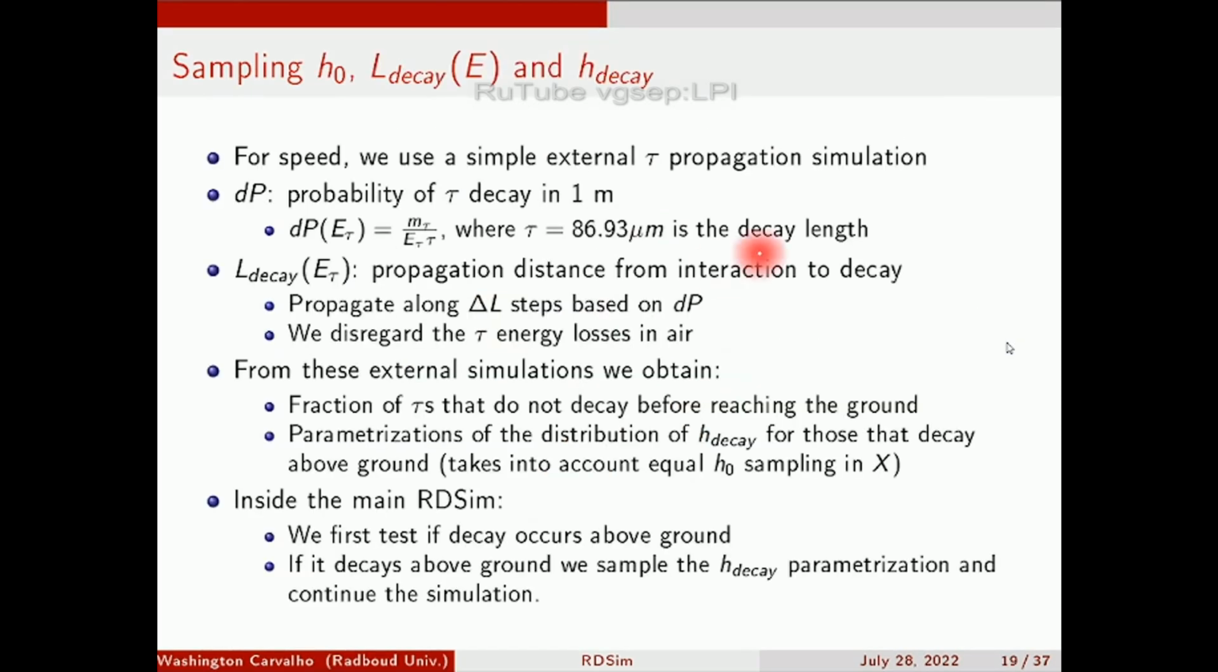This is actually done outside of RDSim for speed reasons. It's a very simple toy model based on the probability of decay per unit length. So we propagate the tau after sampling the first interaction of the neutrino. From that, we get the fraction of taus that decay above ground, and for those, we parameterize the position of the decay. So inside RDSim, what we have to do is just check if the decay occurs above ground or not, and if it does, sample this decay height.